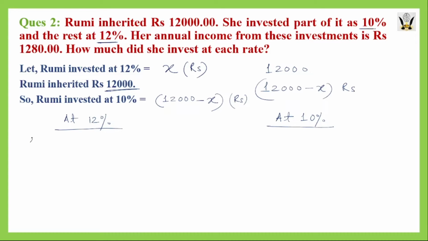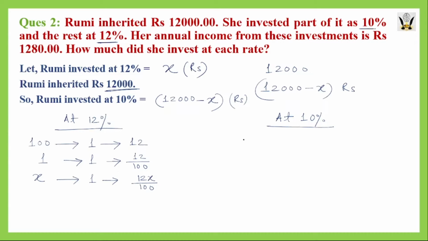So when Rumi invests 100 rupees, how much does she earn in 1 year? She earns 12 rupees, at the rate of 12%. I'm not writing the full sentence. Then when she invests 1 rupee, how much will she earn in 1 year at the same rate of interest? Definitely it will be less than that, so it will be 12 divided by 100. Now when she invests x rupees at the same rate, how much will she earn in 1 year? It will be 12x divided by 100.